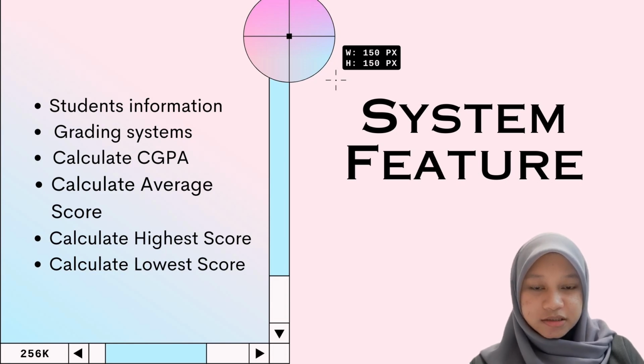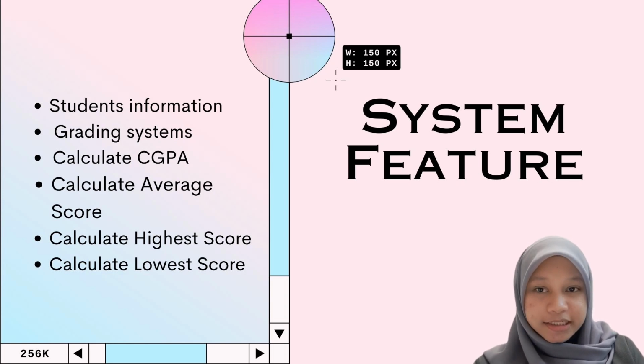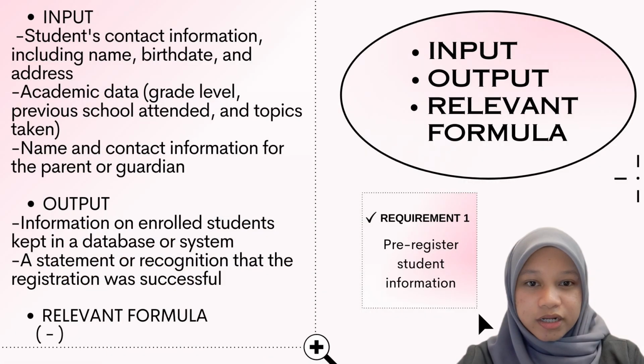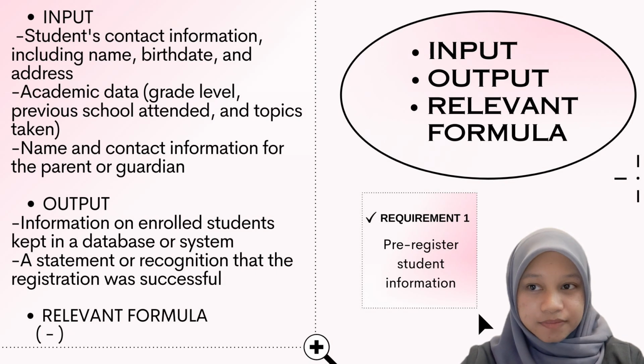System features. The first is student information. Next is the grading system. Next, calculate CGPA, and then calculate average score, and then calculate highest score, and lastly, calculate lowest score. We will now continue with the input, output, and relevant formula.